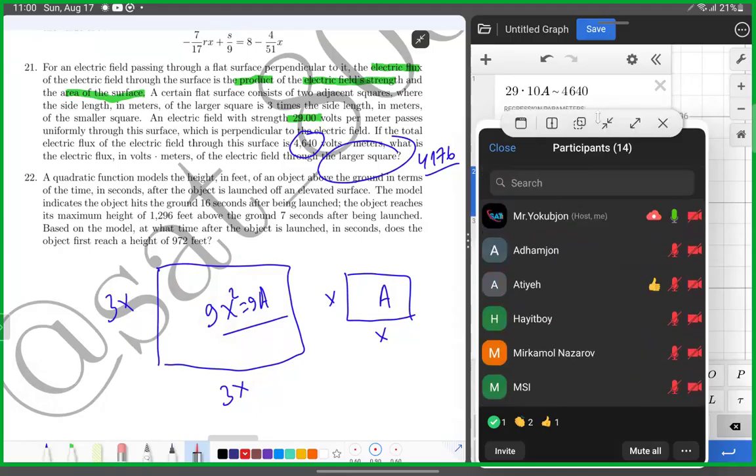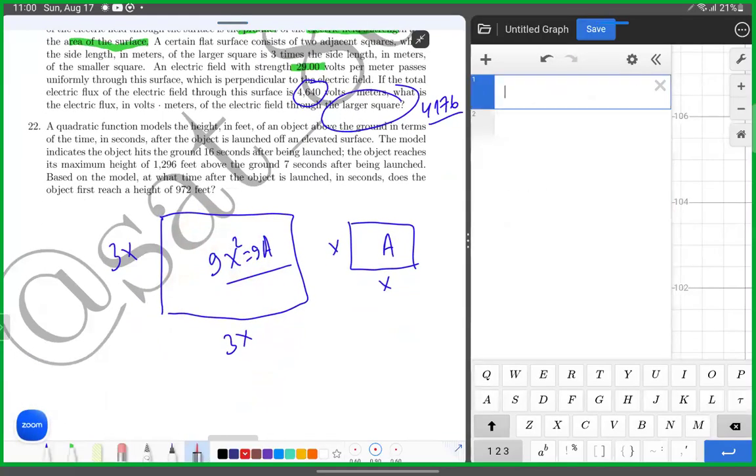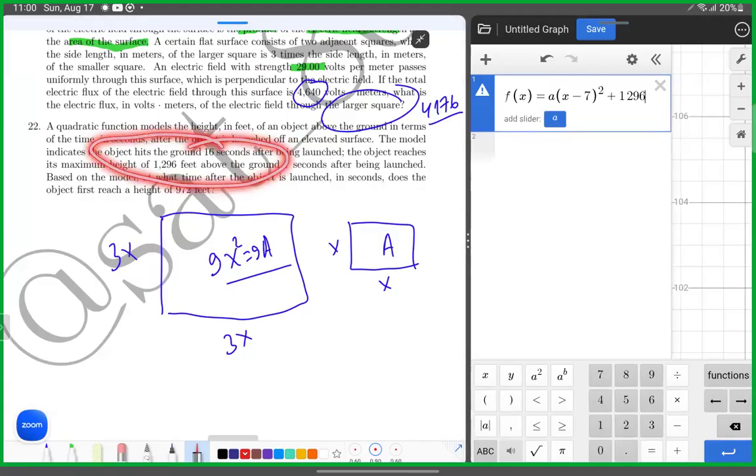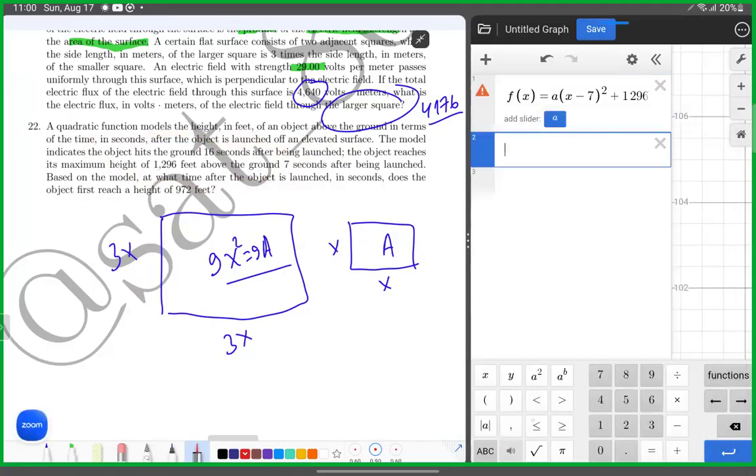Okay. Thank you. The last question is modeling quadratics. In this problem, you are given a quadratic, and as well a maximum value. You can model your quadratic in vertex form, which is a times, with this one being the x coordinate of the vertex, x minus 7 squared, plus this number. Also given is the information that it hits the ground. When it hits the ground, the height after 16 seconds will be equal to 0.